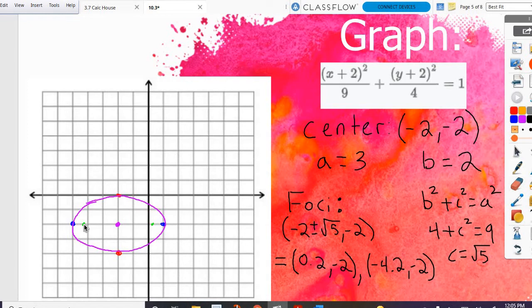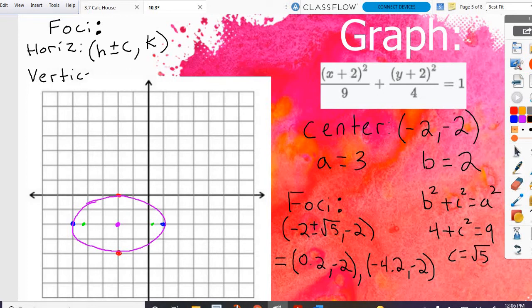You're either going to add and subtract your C value from your H or from your K. So in this case, because we're horizontal, I'm going to take my H value and add or subtract C. If it was vertical, we would take it and add and subtract it from K instead.